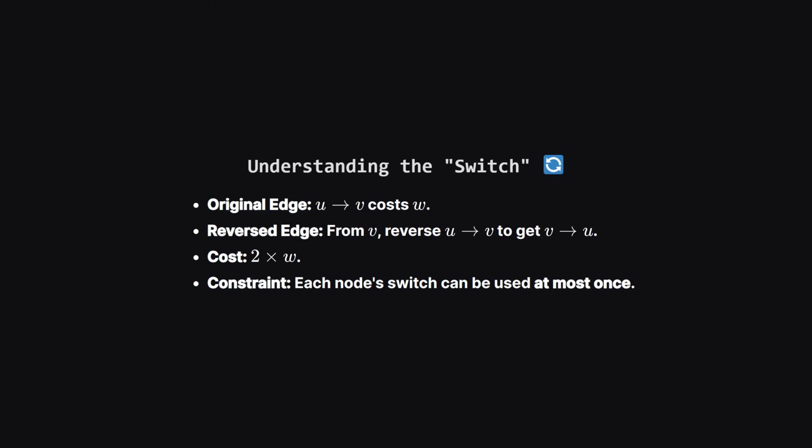Let's clarify that switch mechanic. Normally you can only follow the arrows. But if there's an arrow pointing from node U to node V, and you are currently at node V, you can use your switch to turn that into a path from V to U. It's like a secret back alley that's twice as expensive. Since we're looking for a shortest path and weights are positive, we'll naturally visit each node at most once anyway, so that one-time use constraint actually fits perfectly into a standard shortest path approach.